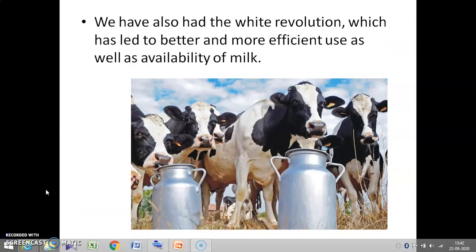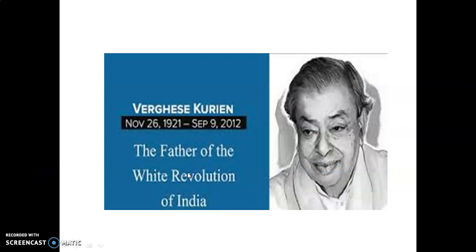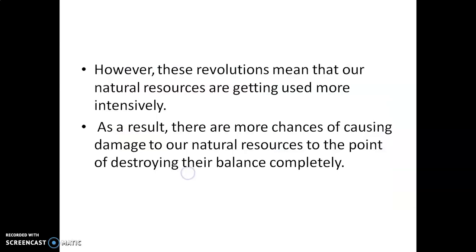And another term is White Revolution. You might have heard this term, isn't it? Which has led to better and more efficient use as well as availability of milk. This is Verghese Kurien. He is the father of the White Revolution in India.